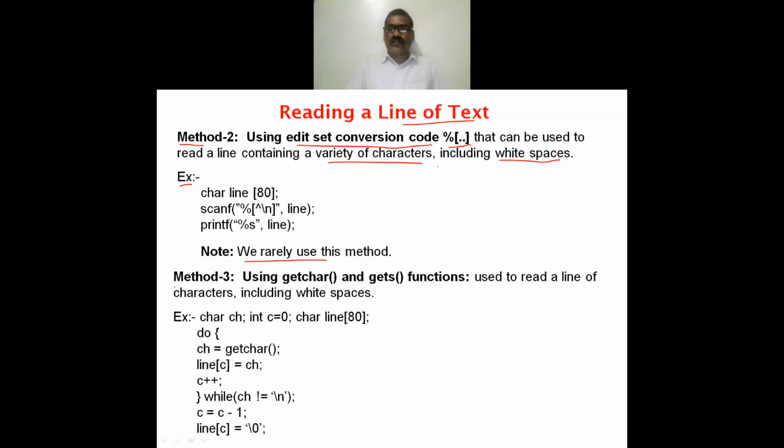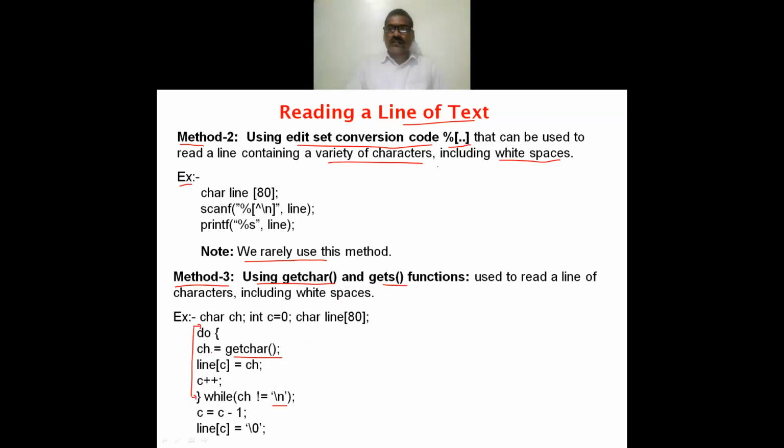Coming to the third method of reading a line of text, we make use of the getchar and gets functions. These functions are used to read a line of characters including white space. This example will show you how we can use the getchar function. The getchar function reads character by character. So if you want to read a line of text, we have to put the getchar function in a loop. Here we are using a do-while loop, so that we read characters until a new line, backslash n, character is entered.